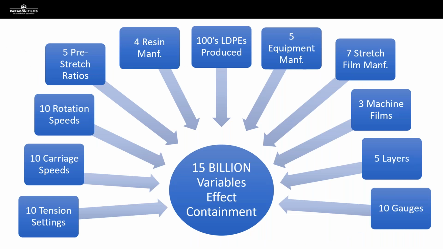So with containment, there are over 15 billion variables that affect containment. If you were to factor all of this in, it'd be 15 billion. That's different pre-stretch ratios, resin manufacturers, equipment manufacturers, different machine films, the layers in the film. All of this provides different variables for containment, but containment is the only thing that we really can measure and the only thing that we can really control.